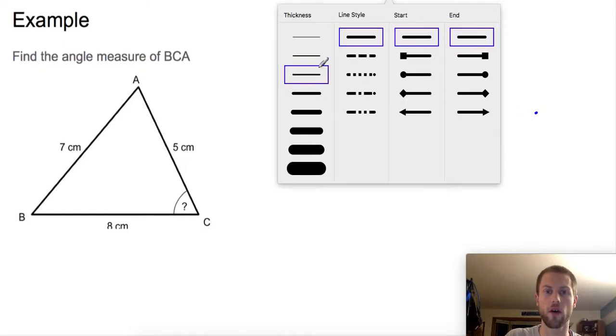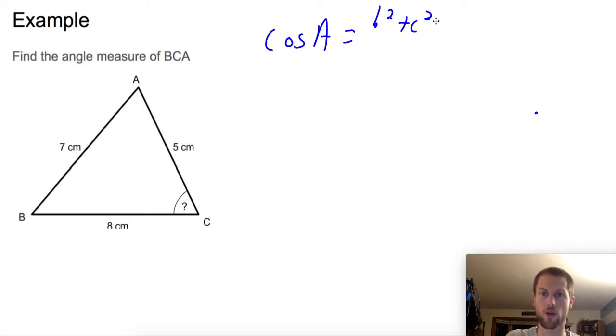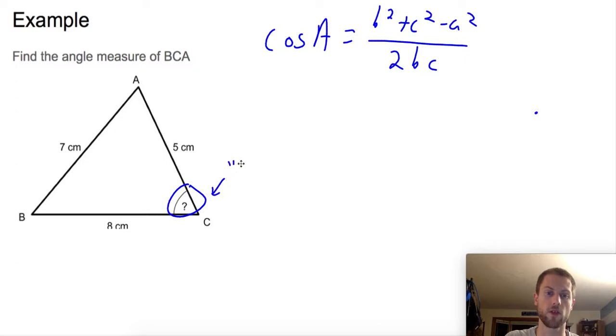Let's see an example of what this looks like. So I've got this scenario where I've got three sides of this triangle, and I want to find the measure of angle BCA. That's this angle right here. So let's use the law of cosines, and we're going to solve for the cosine of A. So the cosine of A is going to equal b squared plus c squared minus a squared all over 2bc. And again, it doesn't matter what b and c are. What matters is that A is the included angle. So think of this as your angle A, and side a is whatever's opposite of that angle.